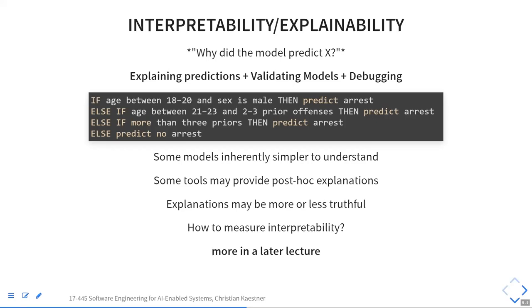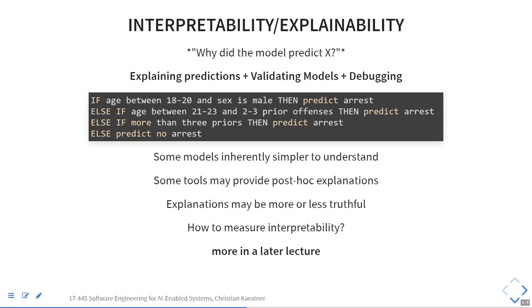Interpretability is there to answer the question, why did a model predict something? If we have a model that makes a recommendation, a credit rating, and it gives you a credit score of 600, you want to be able to answer the question, why did I get 600? Maybe different questions, like how would I have gotten a higher or lower score? How is this prediction different from this other person's prediction?